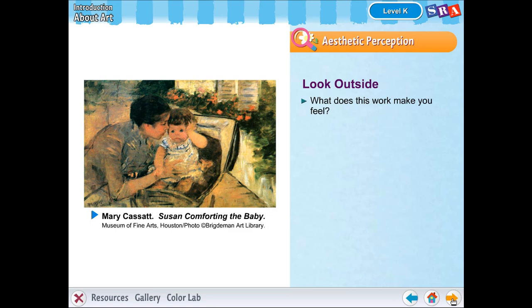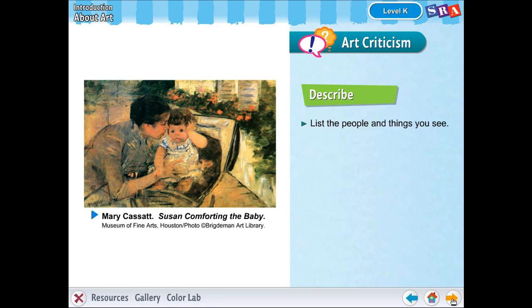How does this work make you feel? Happy? It makes you think about your mom, being with your mom? What will you remember about this work of art? What do you see? If we were going to list the things that we see in here, we see a lady, a baby. What else do you see? A carriage, a wall, looks like a window, and some, what's this, right? Right, flowers and some plants.